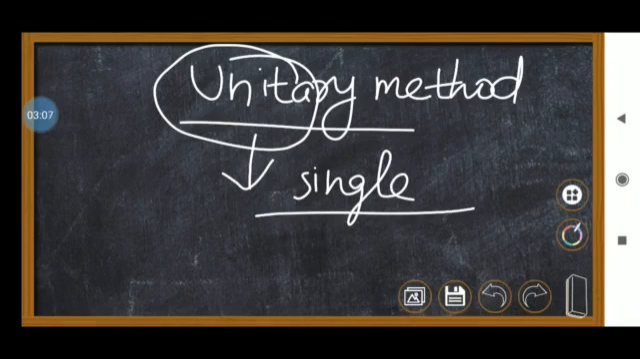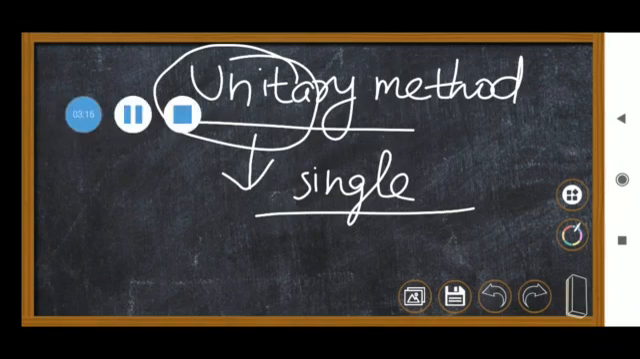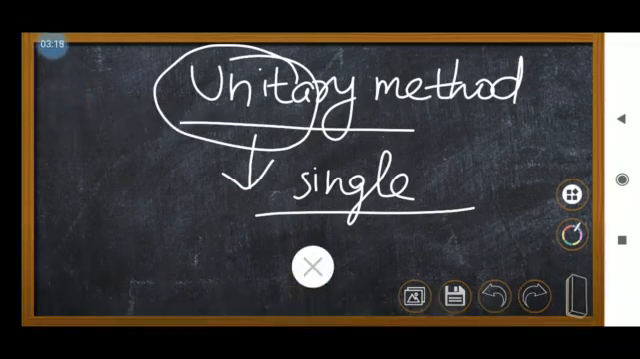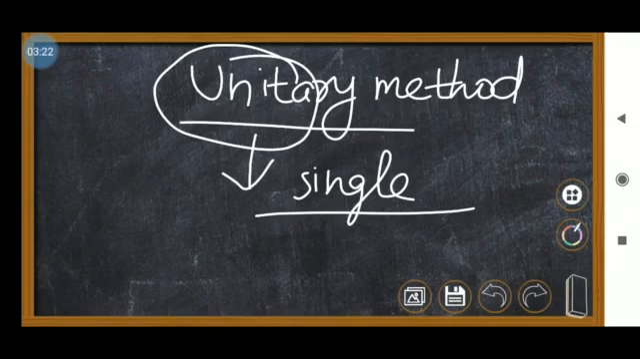In the problem they give, for example, 5 pens are 25 rupees. What is the value of 1 pen? Next, 10 pens are 100 rupees. What is the value of 1 pen? They give certain things, and out of this we have to find the value of 1. That is called the unitary method.